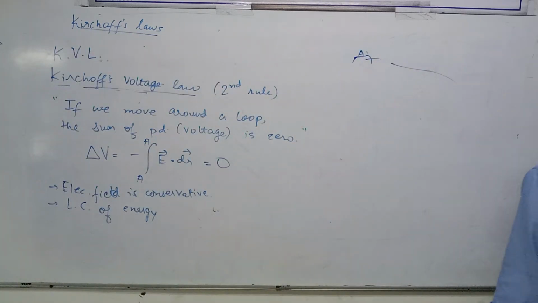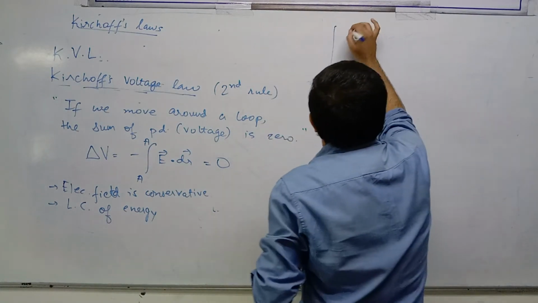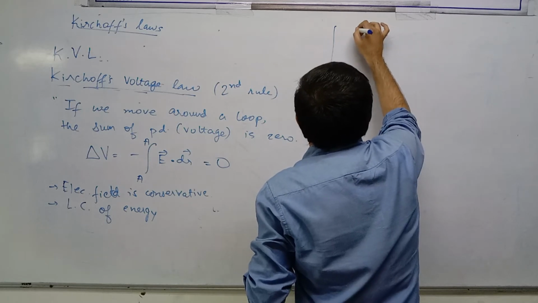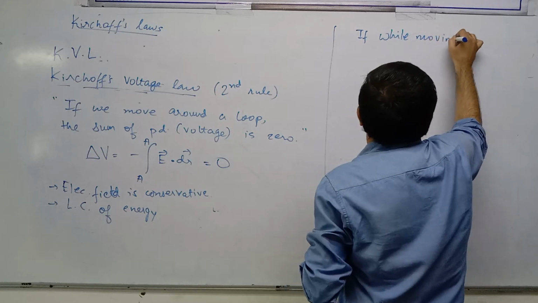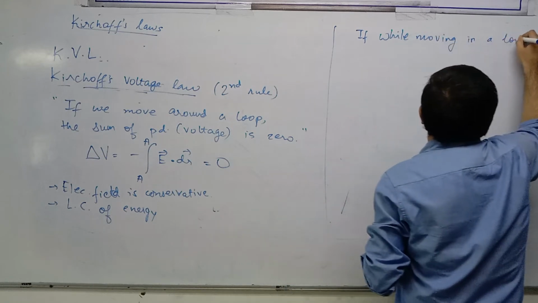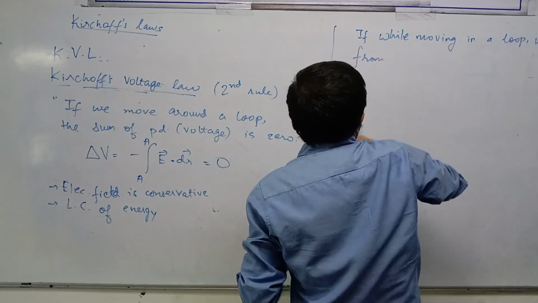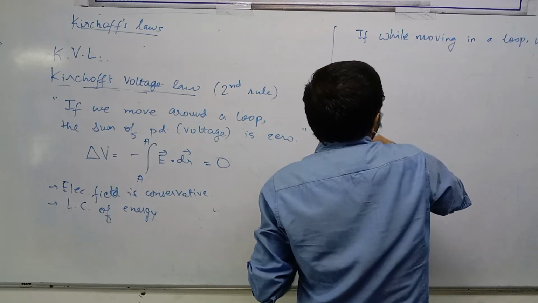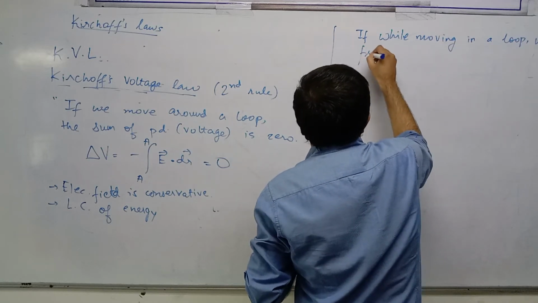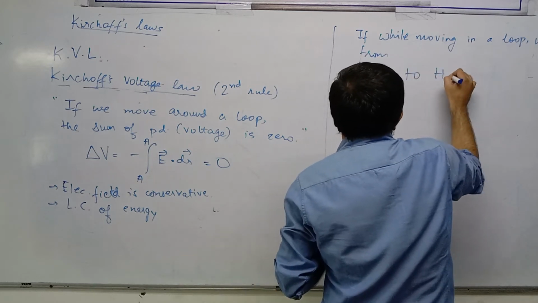Okay. Let me draw a circle and explain it using that. So let me just mark this here. If while moving in a loop we go from lower potential to higher potential.